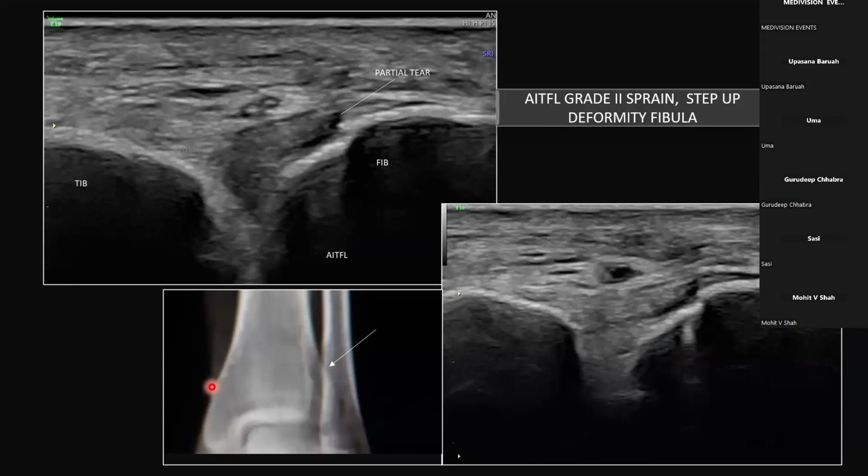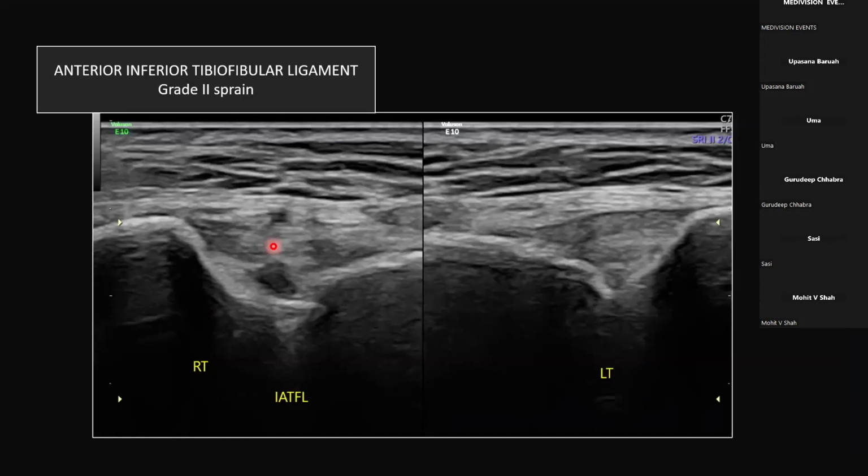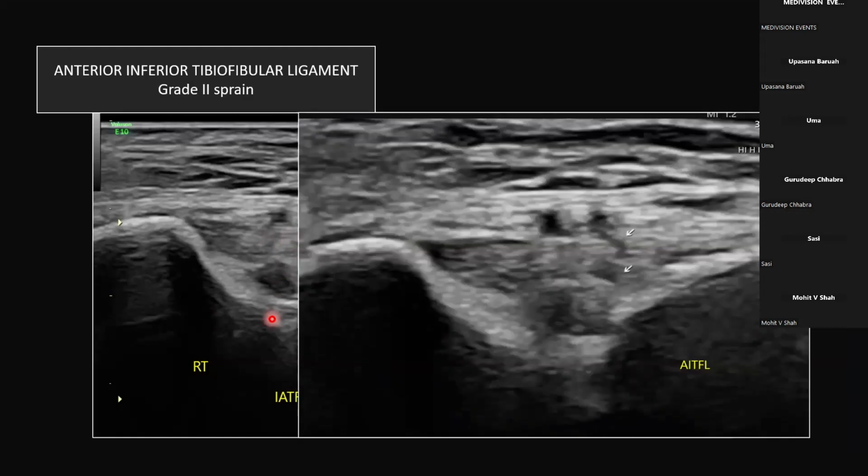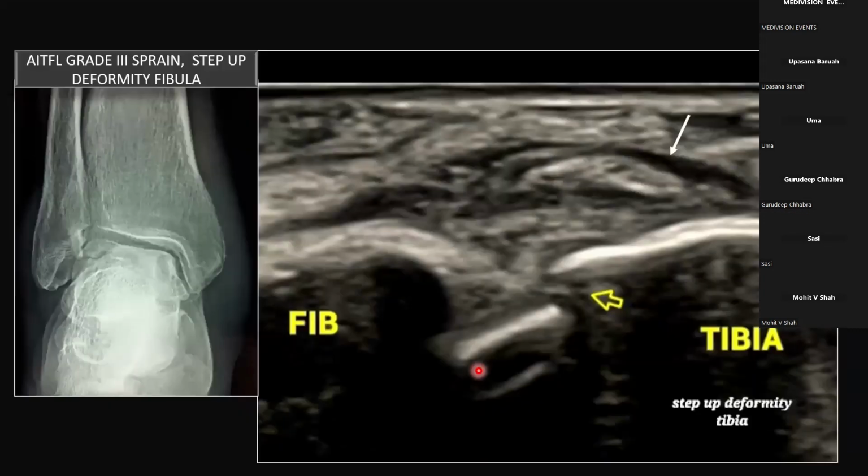In another grade 2 sprain, we are not sure how much is the injury, but we can see there is swelling and some tears inside. And we do the eversion dynamic study, and we can see the partial tear involving the upper part of the ligament. This case shows very inhomogeneous and thickened ligament, which is not evident in the X-ray, but you can see a talar fracture there.